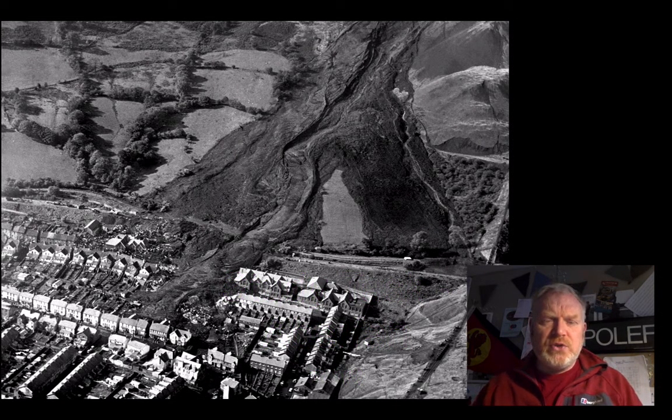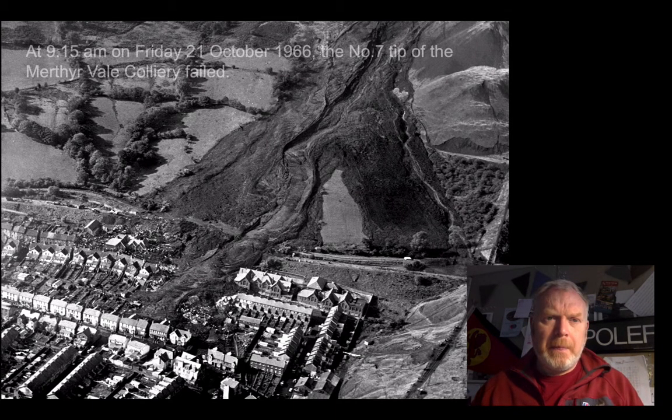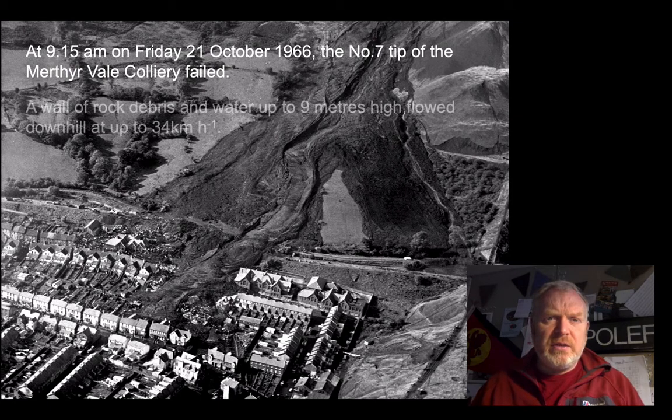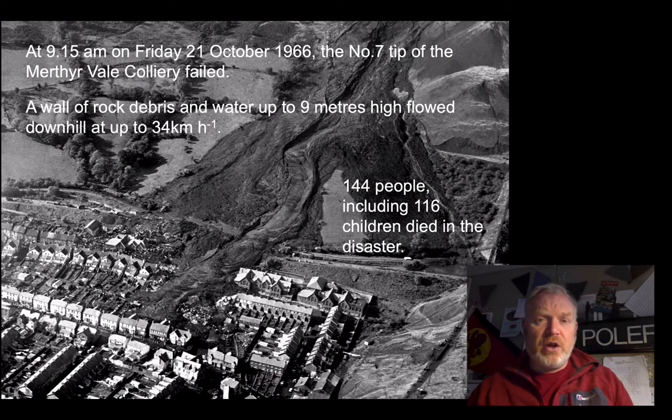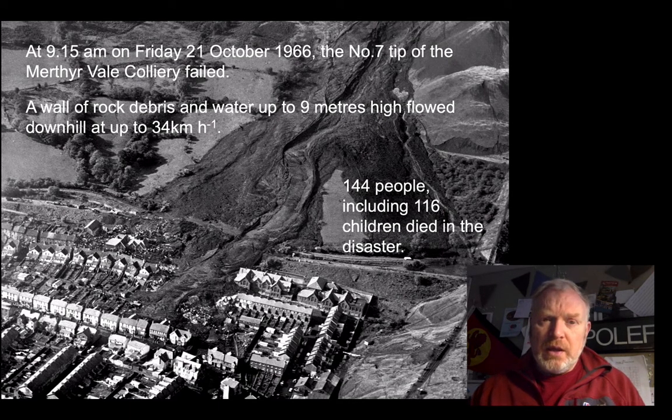If we just look at the bare bones, the facts and figures of the disaster, I think they're shocking enough. 9:15 in the morning on the Friday before the October half term in 1966, a tip of loose waste rock from the Merthyr Vale colliery failed. It flowed downhill up to 9 metres high at about 34 kilometres an hour and ploughed into the village of Aberfan, and in particular hit the Pantglas Primary School.